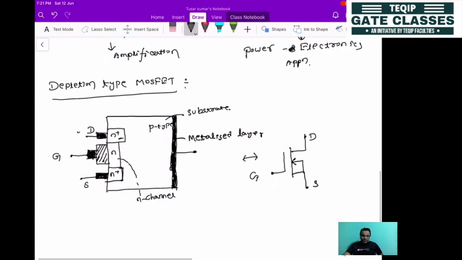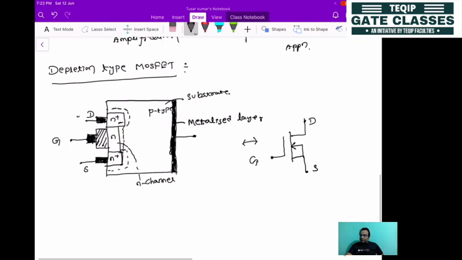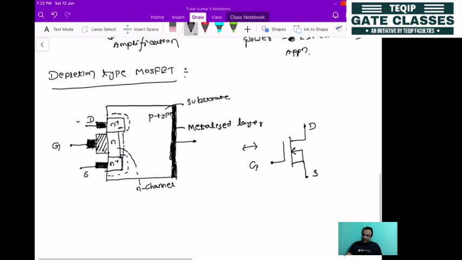Okay, so now we'll see that till now we have not applied any voltage. If you have not applied any voltage, still you can see there is N plus type material and P type material, so one depletion layer will be formed. Similarly here also one depletion layer will be formed. A depletion layer will always be formed whenever P type and N type materials are placed close to each other. Now look at how the channel will be formed.